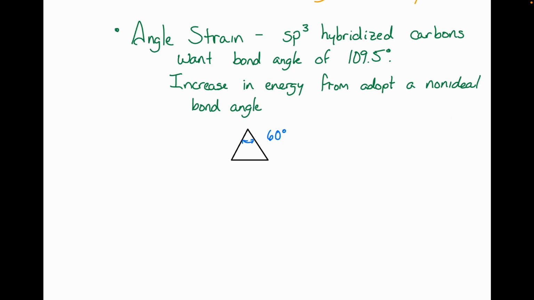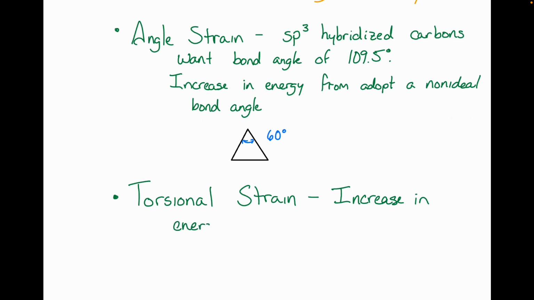Okay. The other big factor is what's called torsional strain. All right, and this is something that we talked a bit about last time. We didn't call it torsional strain, but we looked at all these different Newman projections and calculated their energy, and we found that when bonds were eclipsed, they had a much higher energy than when they were staggered, right? That's what we call torsional strain. So an increase in energy due to eclipsed bonds.